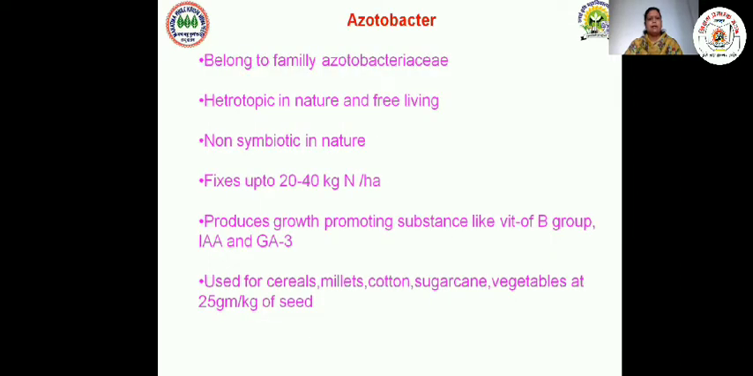Azotobacter belongs to the family Azotobacteriaceae. Heterotrophic in nature, it is free-living and non-symbiotic. It fixes 20 to 40 kg nitrogen per hectare, and produces growth-promoting substances like B-group vitamins, IAA, and GA3. It is used for cereals, millets, cotton, sugarcane, and vegetables at 25 gram per kg of seed.